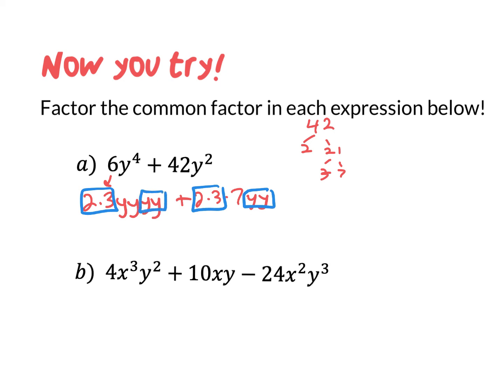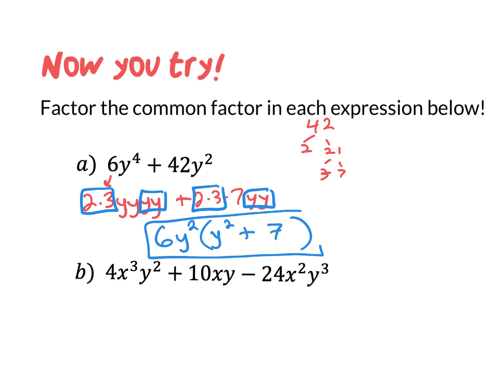And so if I pull out a 2 and a 3 in front, that's going to become 6, and if I pull out 2 y's in front, that becomes y squared. And what you're left with in parentheses now is what I didn't circle or box. So it looks like the 2 y's become y squared in that first term. I didn't circle the plus sign, and I didn't circle that 7. So this would be our final answer in letter A.